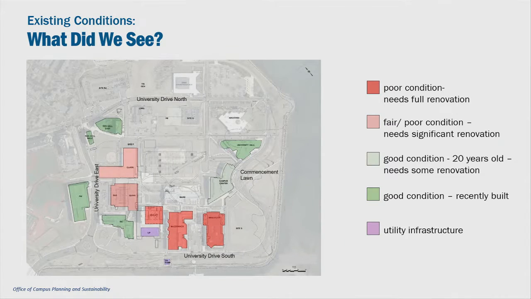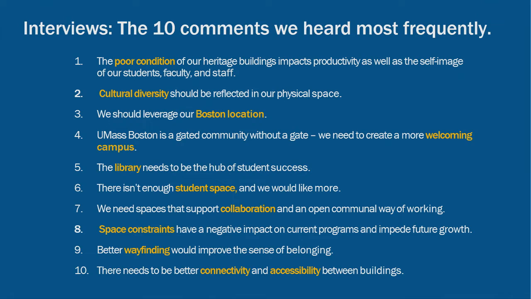During this discovery phase, we had a set of engineers come in and look at our buildings. This is the peninsula, by the way, off to the left of the slide. The red buildings here are our heritage buildings, the buildings that were built originally on campus. They are in poor condition and need full renovation. The pink are in fair condition. The green are relatively new buildings in good condition. And the darker green are in good condition and recently built. So we have a mix of buildings here on campus, and the master plan looks to address those needs.